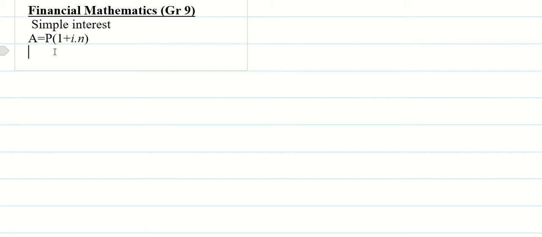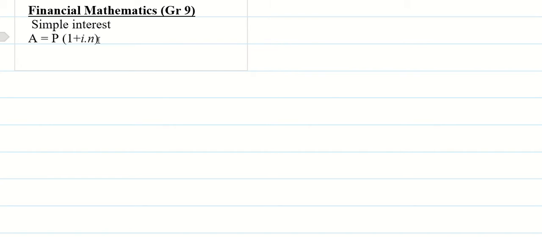And our formula that we have is A is equal to P times bracket 1 plus I, and I is your interest, and your interest is going to be worked out of 100. If you are given a percentage, you always say, for example, they give you 5%, you say 5 over 100, or they give you 7%, you say 7 over 100, and N is your years that they would give you.